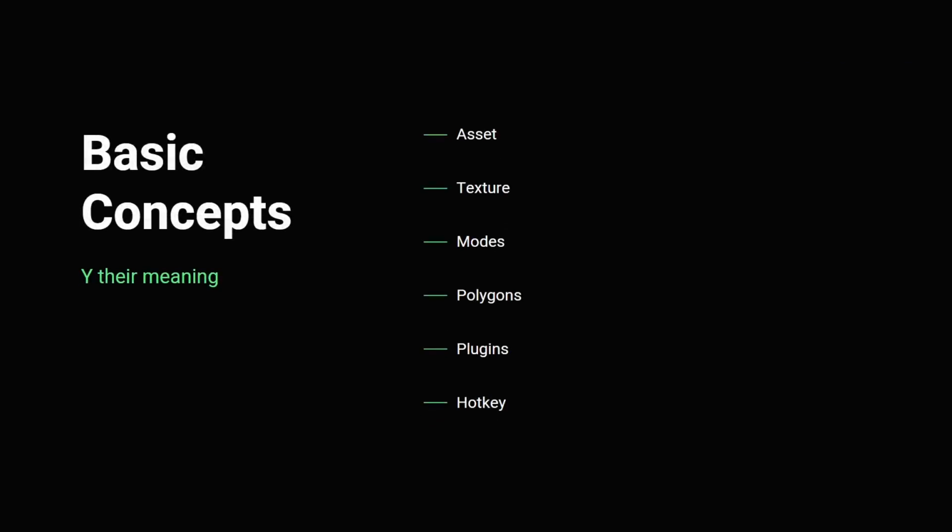Now, here are the basic concepts and their meaning. Asset is any object inside the viewport being the area workspace. A texture gives a shape a certain image or color. A mode is a basic set of tools for a specific task. Polygons are little triangles that form the faces of any object. Plugins extend the functionality of Blender further, and a hotkey is a control with usually 1 or 2 keybinds together.